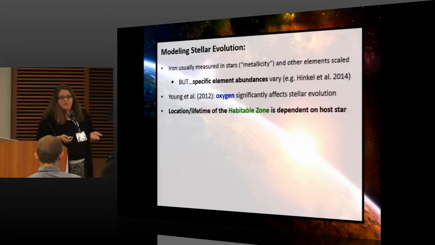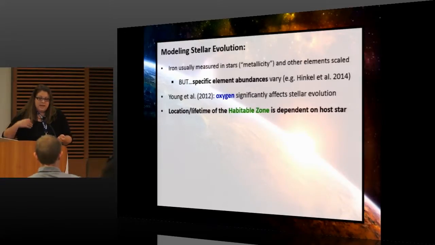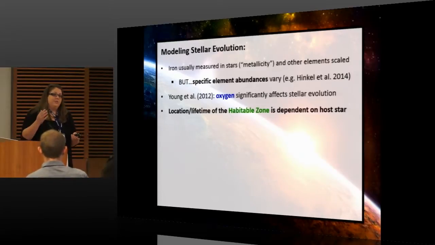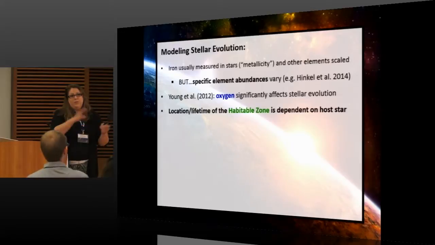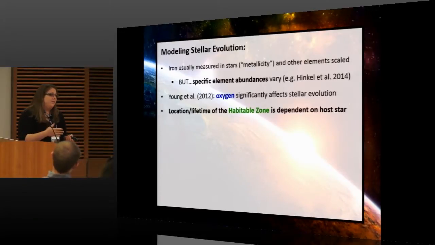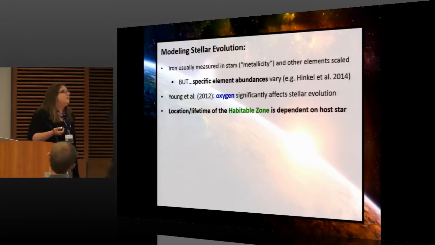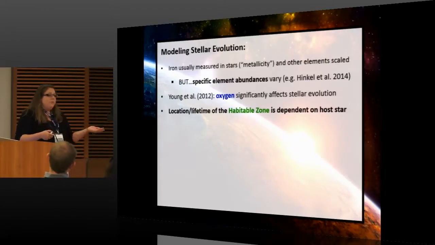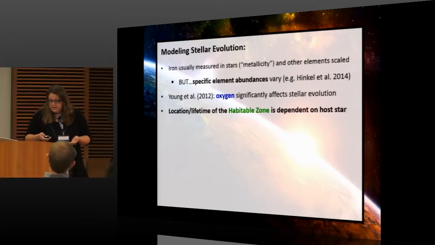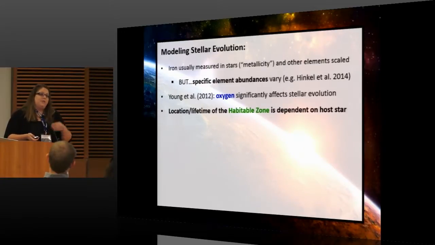So to model stellar evolution, usually astronomers say there's a metallicity in the star, and they compare it to the sun. So if you measure the iron abundance, they just assume that all the other elements scale in the same proportions that are found in our own sun, but that's actually not correct. Specific elemental abundances vary drastically between stars. In particular, oxygen we found significantly affects the stellar evolution. The location and lifetime of the habitable zones are dependent on the host star, like I was saying. So if we take into account this extra oxygen factor, that's going to play a big role.